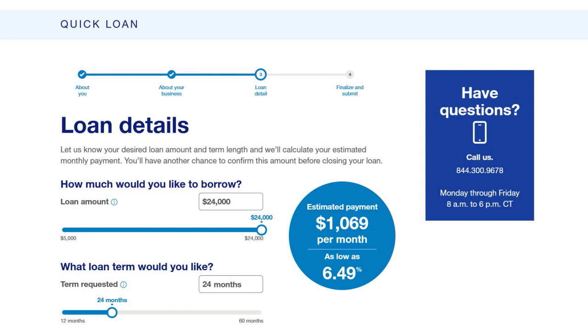Next, here, they have the loan details. So how much you would like to borrow. You put the amount you want to borrow and the term requested. And automatically the system will tell you how much you'll have to pay per month. The question is, can you afford it? Is the loan term good? Because this has budgetary implications. It has P&L implications. Those are things you need to think about.